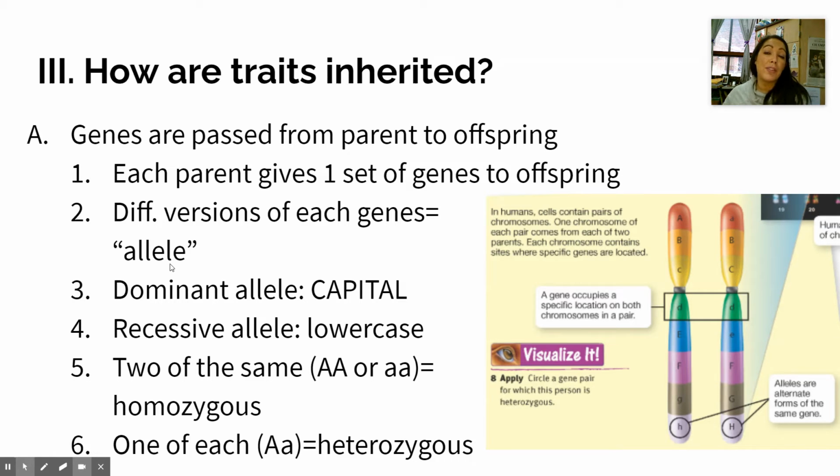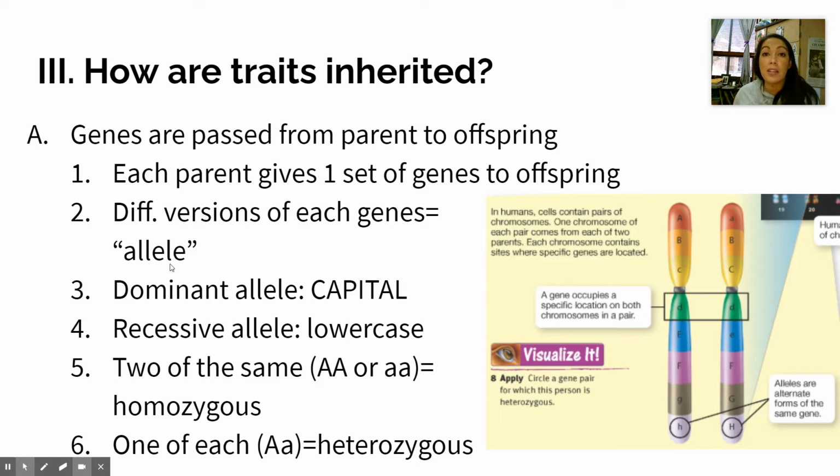If an organism has two of the same letters, then it's what we call homozygous. Homozygous just means that they have two of the same letters. So an organism can be homozygous dominant for a trait, meaning it has capital that it got from both parents, or it could be homozygous recessive, meaning it has lowercase that it got from both parents.